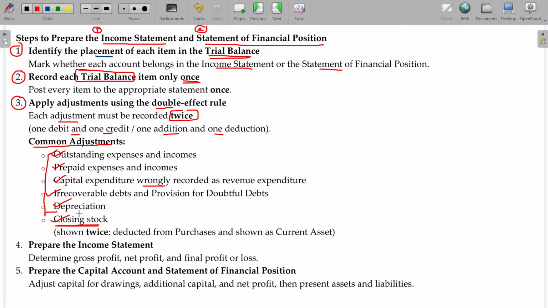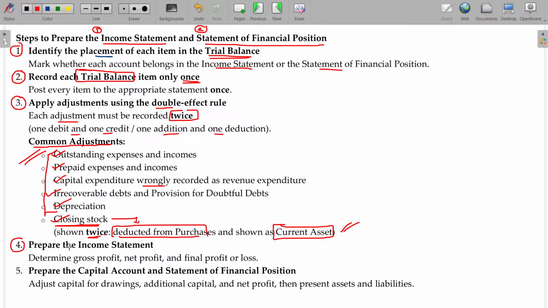Rarely. And all these things are shown twice. The closing stock will be shown twice because it's an adjustment item. Usually it is deducted from the purchases as well as shown as a current asset. It should be posted twice. Step number 3 is over. So you need to understand how to handle all these adjustments much ahead of preparing a comprehensive illustration.